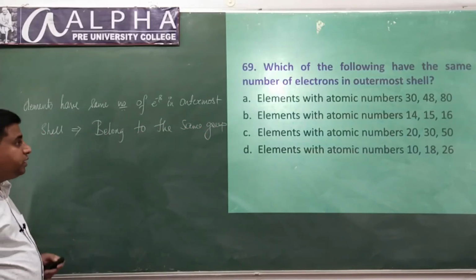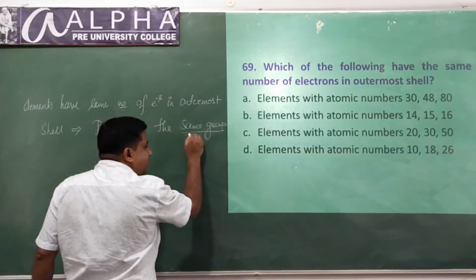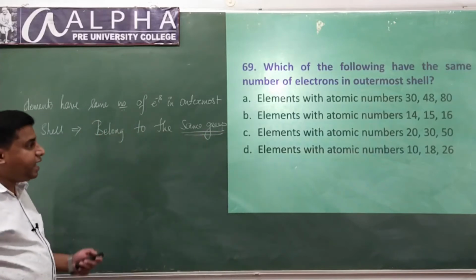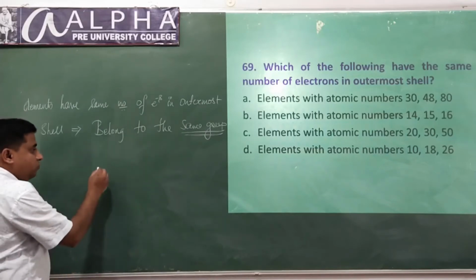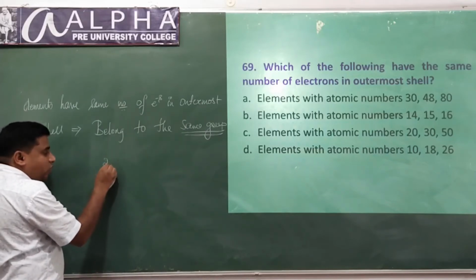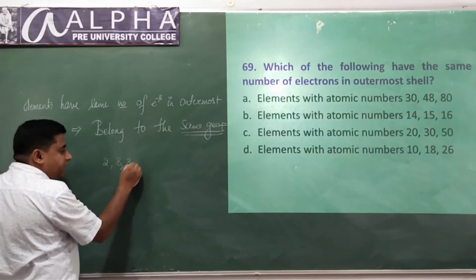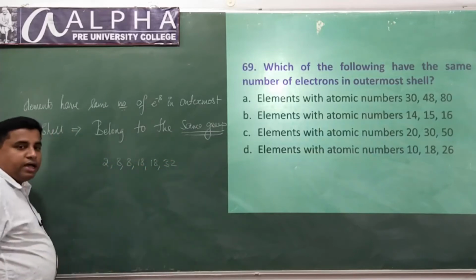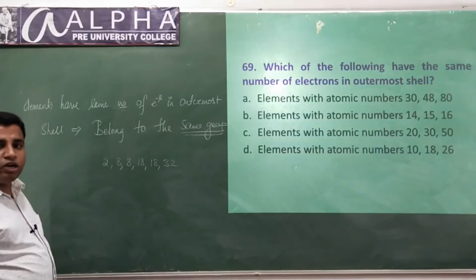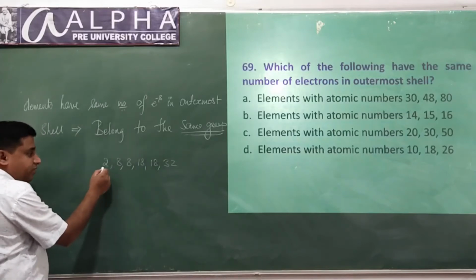If the elements have the same number of electrons in the outermost shell, then the elements belong to the same group. If the elements belong to the same group, the successive atomic number will repeat at an interval of 2, 8, 8, 18, 18 and 32. The successive atomic number will repeat at an interval of how much?